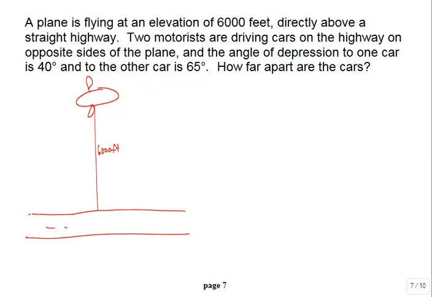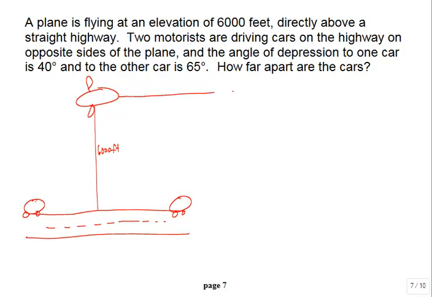Let me draw my little road. And then we have two cars on opposite sides of the plane. So there's one car over here, and then there's one car on this side. And the angle of depression to one car is 40 degrees, and to the other car is 65. So we need to make sure that we label these angles of depression correctly. So let's say that we wanted to find the angle of depression to this car over here. Here's the horizontal to the plane.